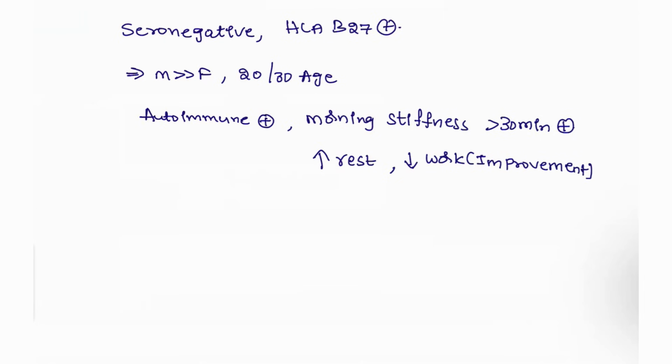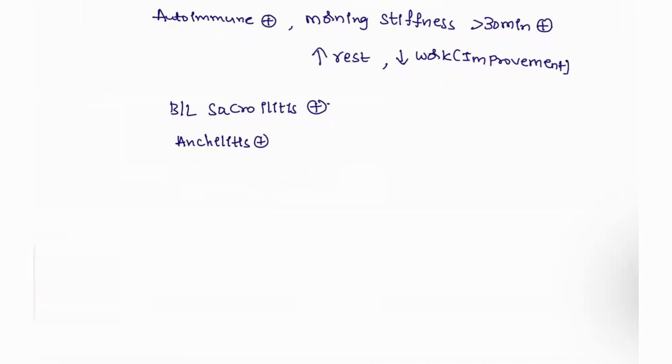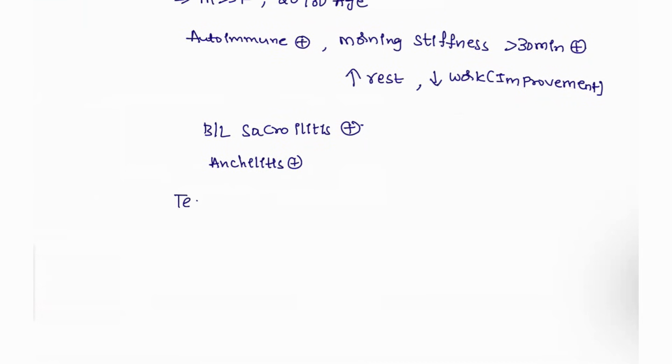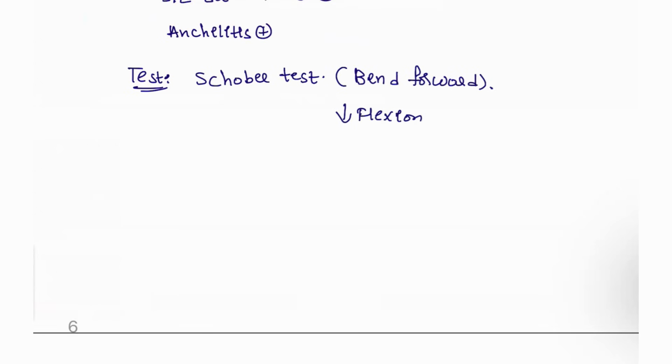First thing. And next, if it progresses, it will cause bilateral sacroiliitis and also ankylosing. Slowly, it is going to cause all the main joints to be disturbed in these patients. Okay. What are the tests that we are going to perform here? The test commonly done as a physical examination is the Schober test. In the Schober test, we ask the patient to bend forward. When they bend forward, when we are flexing the hip, this flexion is decreased. So this is positive for ankylosing spondylitis.